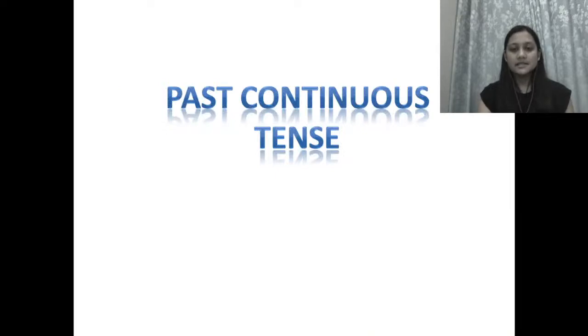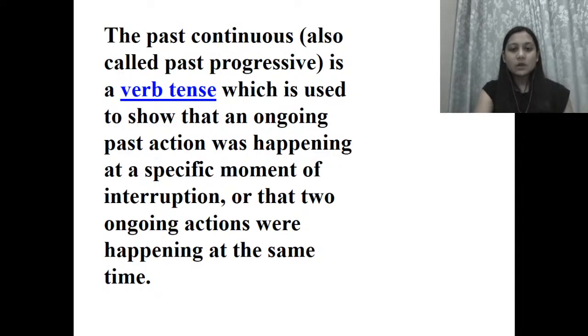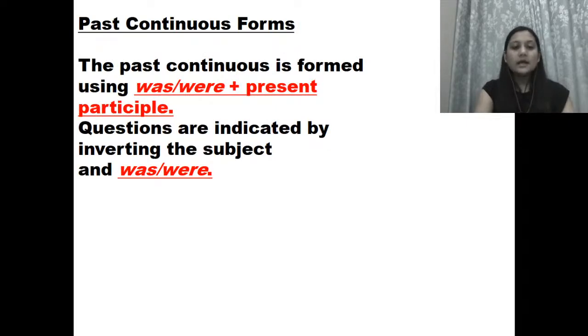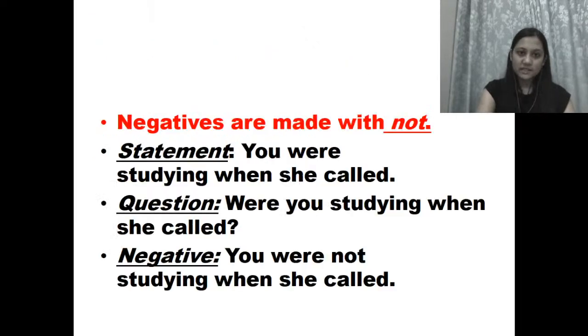Now past continuous tense. The past continuous, also called the past progressive, is a verb tense which is used to show that an ongoing past action was happening at a specific moment of interruption, or that two ongoing actions were happening at the same time. Okay, so first of all, the form of past continuous tense is something like this: was or were plus present participle. And with questions, you have to insert was or were with the subject. Now, negatives में हमें not का use करना होगा.